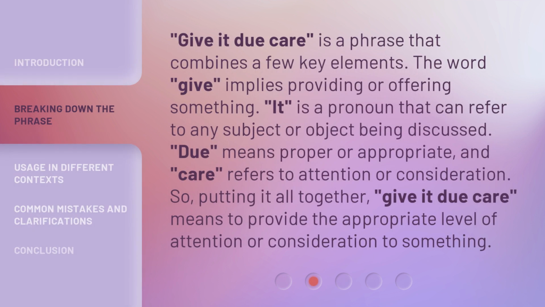"Give it due care" is a phrase that combines a few key elements. The word "give" implies providing or offering something. "It" is a pronoun that can refer to any subject or object being discussed. "Due" means proper or appropriate, and "care" refers to attention or consideration. So, putting it all together, "give it due care" means to provide the appropriate level of attention or consideration to something.